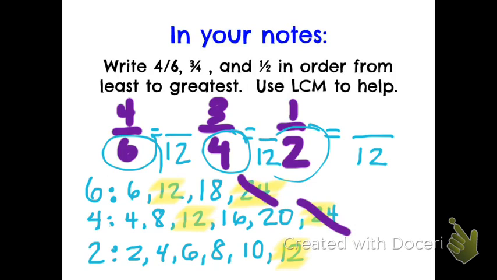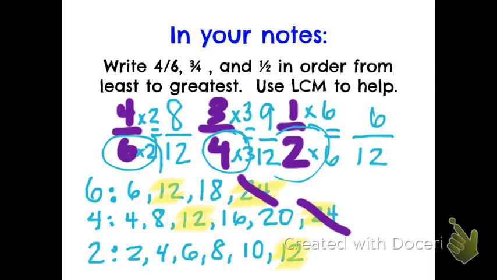So I'm finding the equivalent fraction for 4/6 that has a denominator of 12. 6 times 2 gives me 12. Whatever I do on the bottom, I have to do on top. So 4 times 2 would be 8. 4 times 3 gives me 12 on this next one. So whatever I do on the bottom, I have to do on top. So 3 times 3 would be 9. Then 1/2. 2 times 6 would give me 12. Whatever I do on the bottom, I have to do on top. So I end up with 6/12.